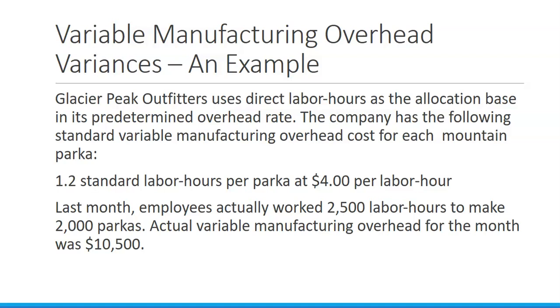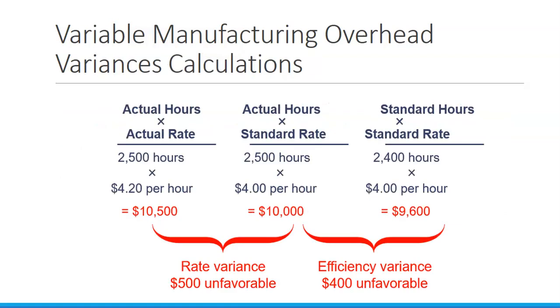Next, our variable manufacturing overhead. So we use our standard labor hours. We have 1.2 hours per parka. And we have a variable overhead rate of $4 per labor hour. We already know that we worked 100 hours more than our standard hours allowed based on our labor variance. Now we can look at how that affected our variable manufacturing overhead that was applied.